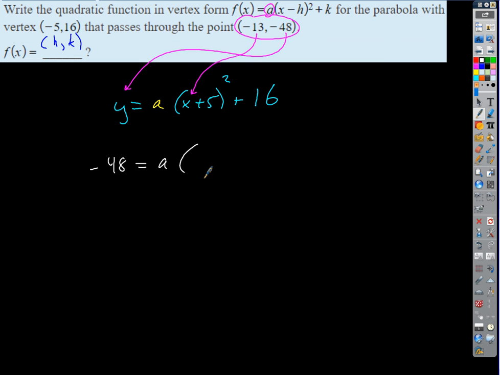Giving me -48 equals a times -13 plus 5 squared plus 16. -13 plus 5 is just -8, right? -8 squared is, come on now, 64. So I'm getting 64a plus 16 equals -48.